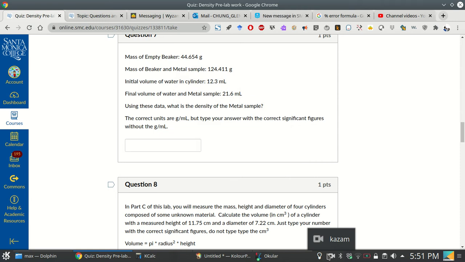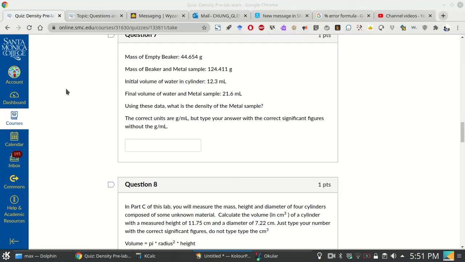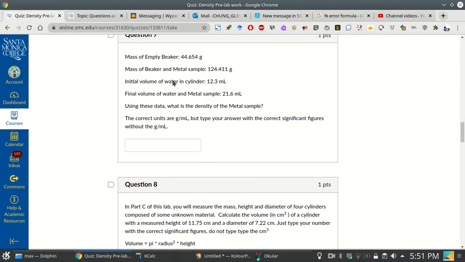Hi, just in case you needed some help here, I've got some data and I want the grams per milliliter, okay? So that means I want grams over milliliters, all right? What are the grams? The grams are this minus this, because we're talking about the metal, and this is beaker and metal. That's not what we want. How do we get rid of the beaker? We subtract out this beaker.